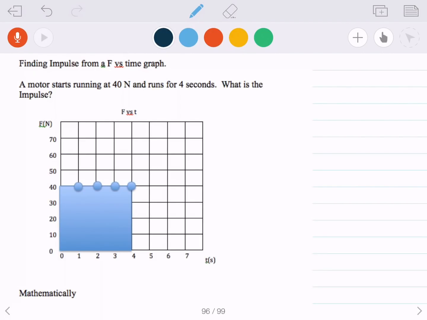Welcome back. I'm Mr. Franklin, and we're going to look at impulse by looking at a graph, because some situations can be much more complicated than just plugging in some numbers. Okay? But first we're going to start with this.